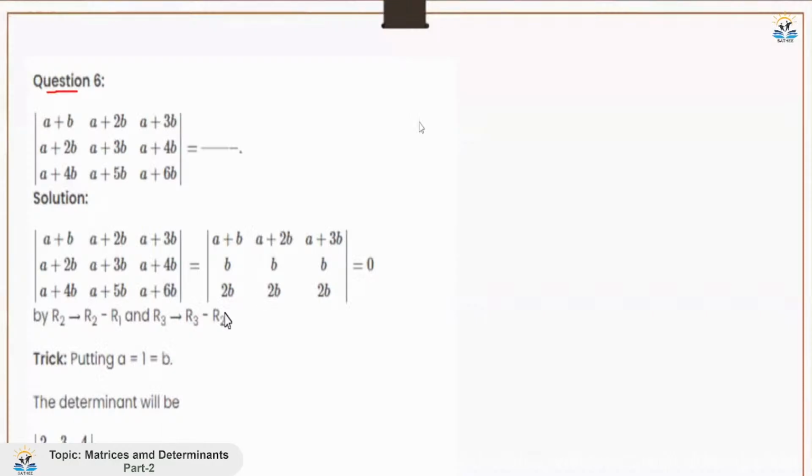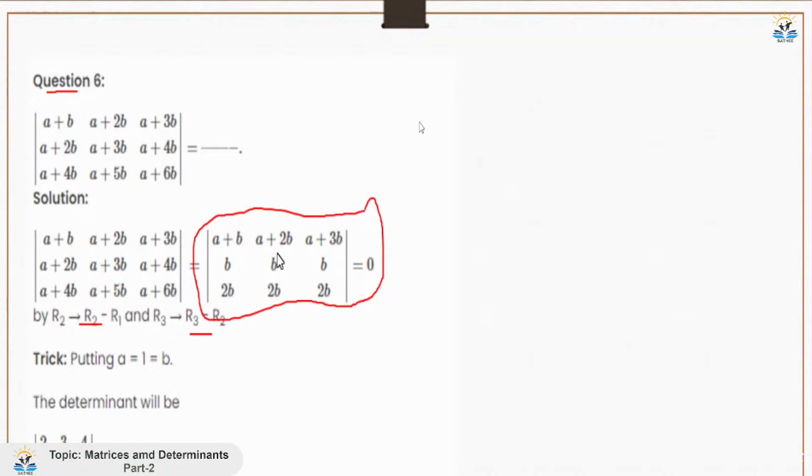We reduce the expression. Initially, it was in terms of A and B. Now it is in terms of B only, so that we are getting a nicer expression. So that's why just convert it into R2 minus R1 and R3 minus R2, and you will get this final determinant equal to 0. And I told you yesterday how to solve this. This is very simple. You just have to calculate the value of this determinant only.